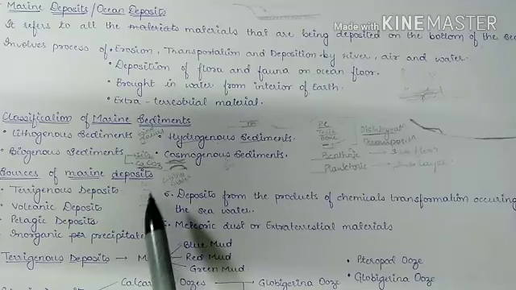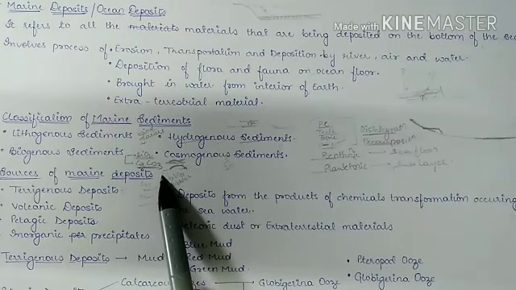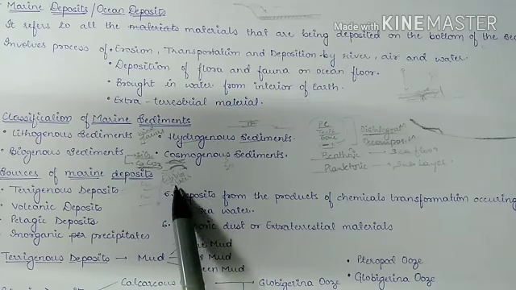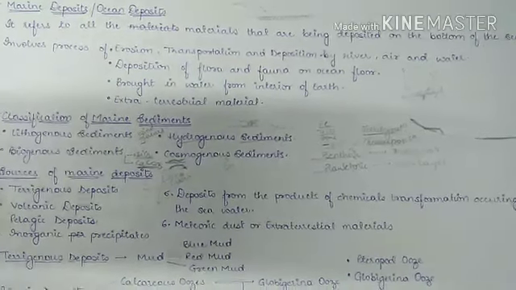Okay, so these are arranged on the basis of size. The biggest one is boulder, then we have cobble, then we have pebbles. Okay, so these are based on the size. Now, lastly, we have mud.